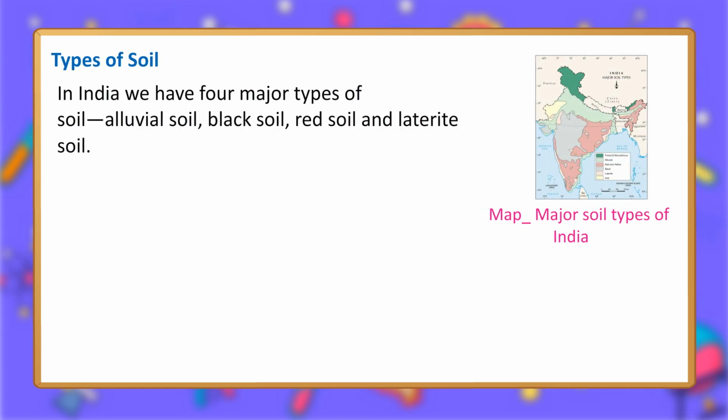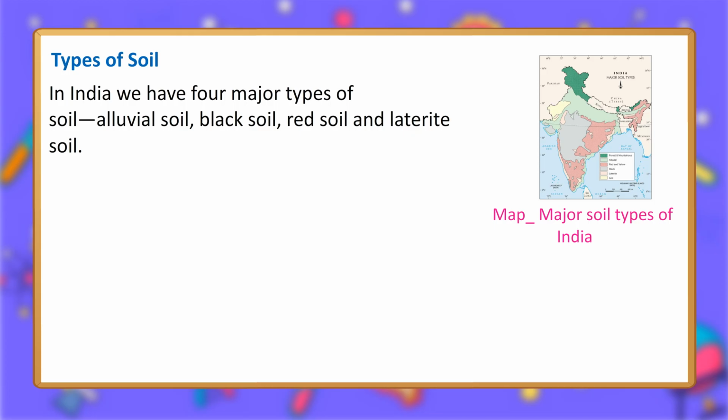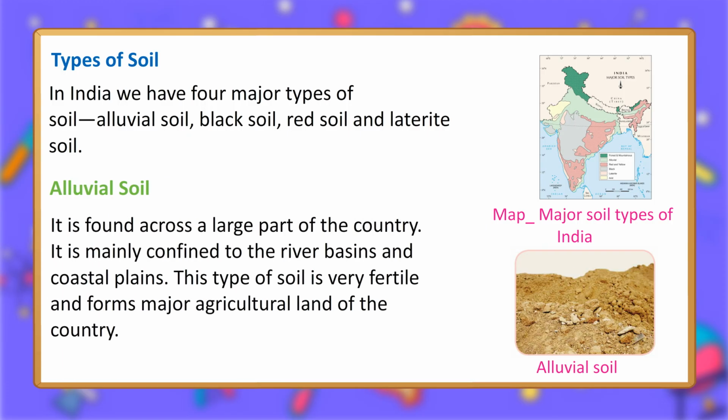Types of soil. In India we have 4 major types of soil: alluvial soil, black soil, red soil and laterite soil. Map: major soil types of India. Alluvial soil. It is found across a large part of the country. It is mainly confined to the river basins and coastal plains. This type of soil is very fertile and forms major agricultural land of the country.